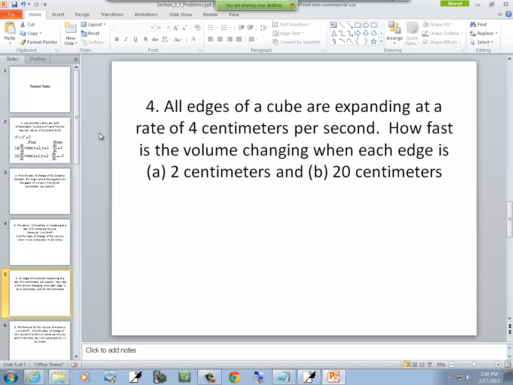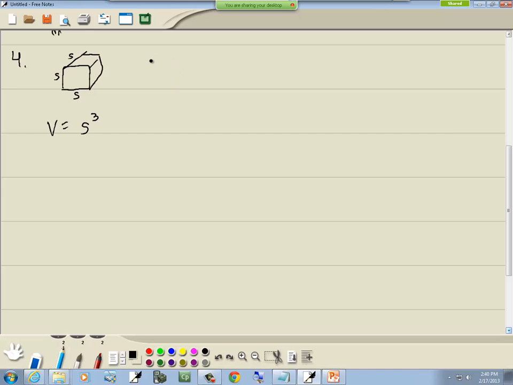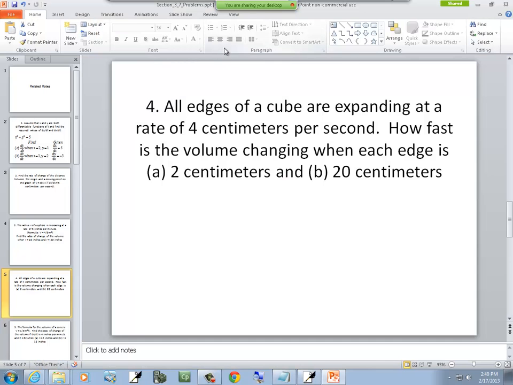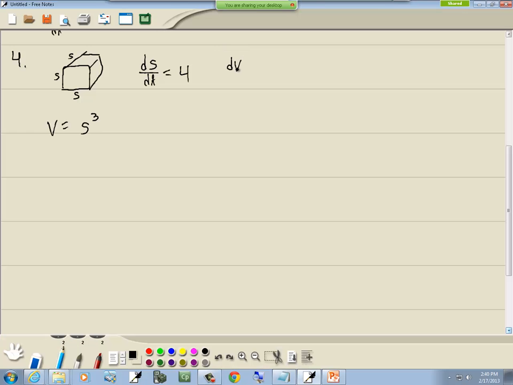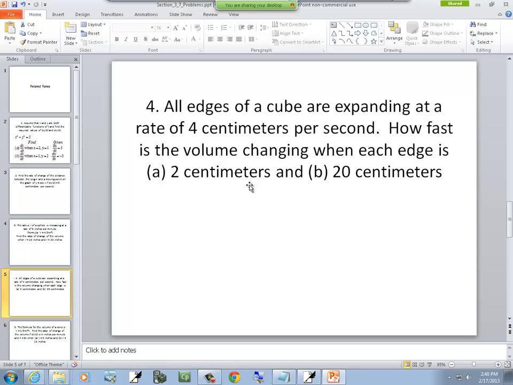Let's see what they're giving us. All edges of the cube are expanding at a rate of 4 centimeters per second. They're telling us that ds over dt is going to equal 4. How fast is the volume changing? So they want to know what dV dt is, and specifically when each edge is 2 and 20 centimeters.